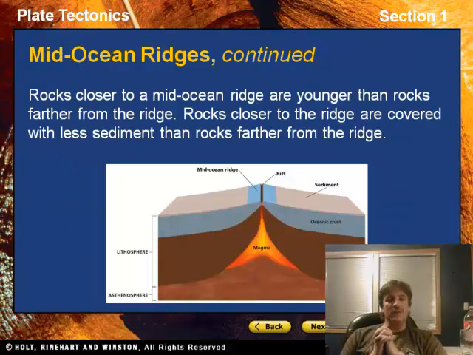So as you look at those rocks close to the mid-oceanic ridge, they're younger, and the rocks farther from the ridge, out by the continents, are older. Rocks close to the ridge are covered with less sediment than rocks further from the ridge. So again, less sediment and younger rocks up front by the ridge, and when you get out to the edge of the continents, you have that area where there's more sediment and the rocks are older.